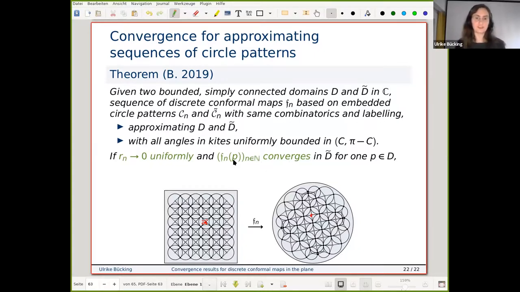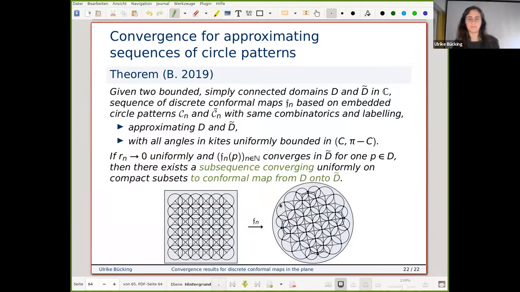So we have convergence at one point, but we could still rotate about this. We have to extract a subsequence if we want to have convergence, really. We can do this and obtain this Riemann map on the two domains.